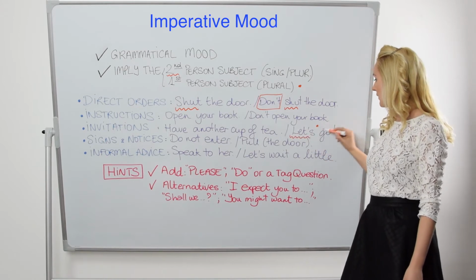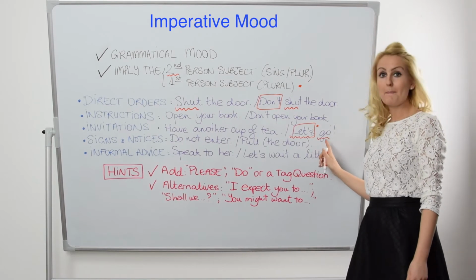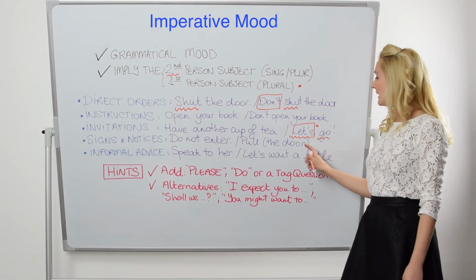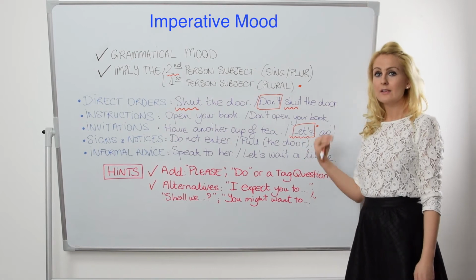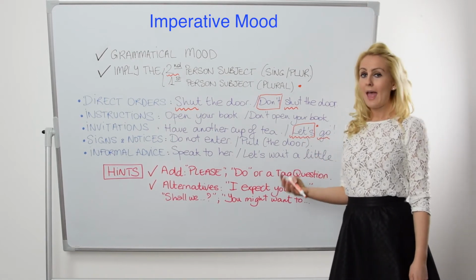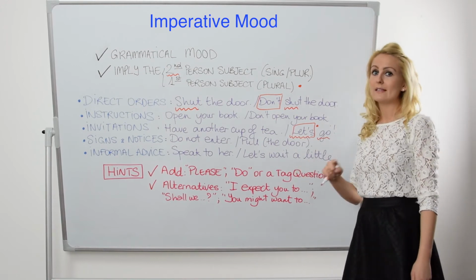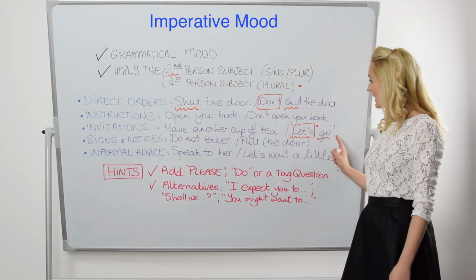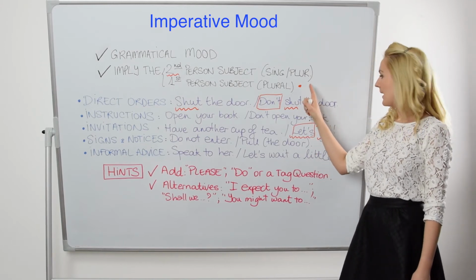So if I want to give an order to a group, I write my bare infinitive and it has to be preceded by let's, which is the contracted form of let us. So let's go, let us go. And if I want the negative, let's not go, or let us not go. So that is your first person plural, we. So your second option here.